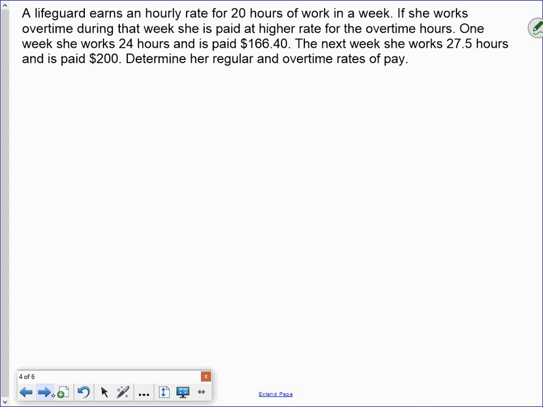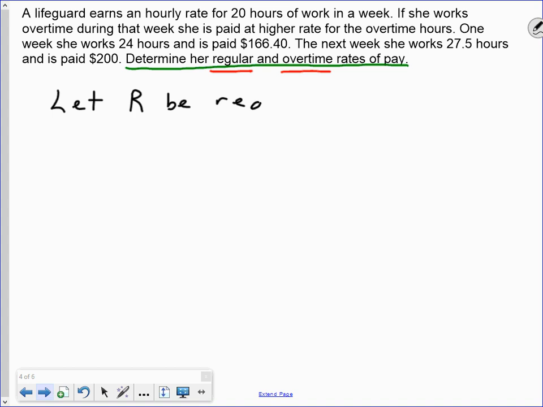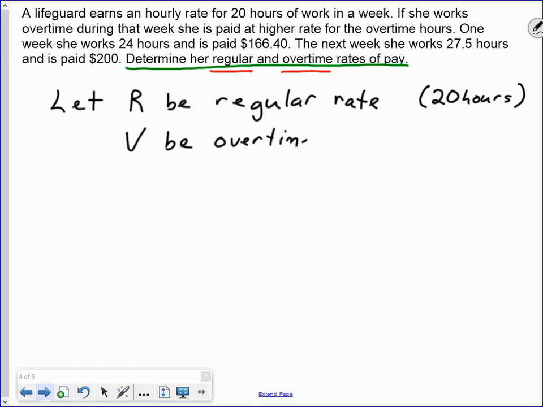All right, what are we looking to find? Her regular and overtime rates of pay. Okay, so those are the two things that are mixed together. So let's let them be our variables. Let R be her regular rate. All right, and that regular rate is for the first 20 hours. And rather than using O, because O looks a lot like a 0, we're going to use V, be the overtime rate. And that's for after 20 hours.